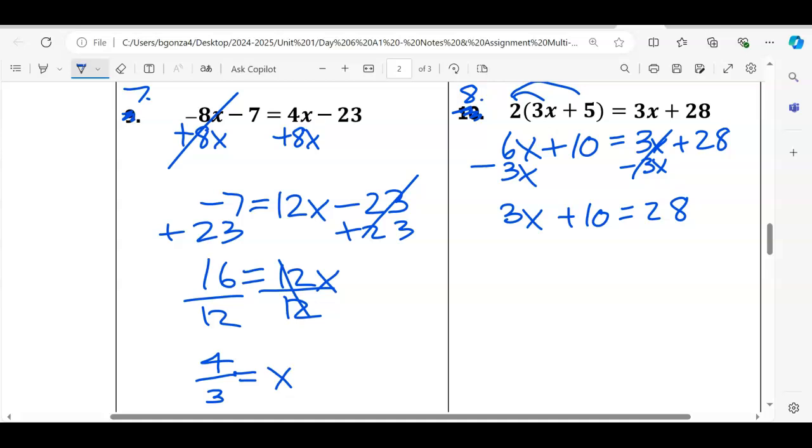Get rid of the loner 10 by subtracting 10. And then get rid of the coefficient by dividing. 18 divided by 3 is 6. Okay?